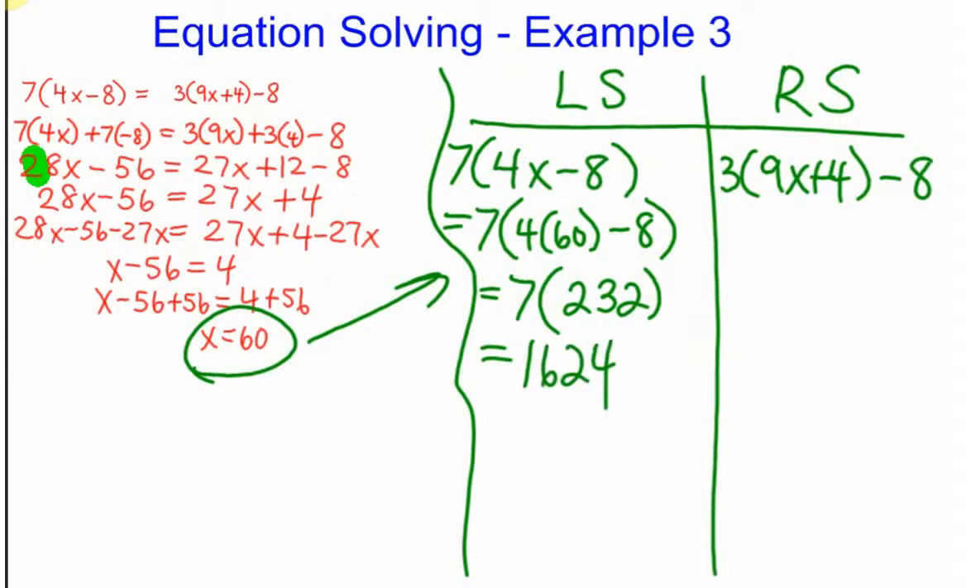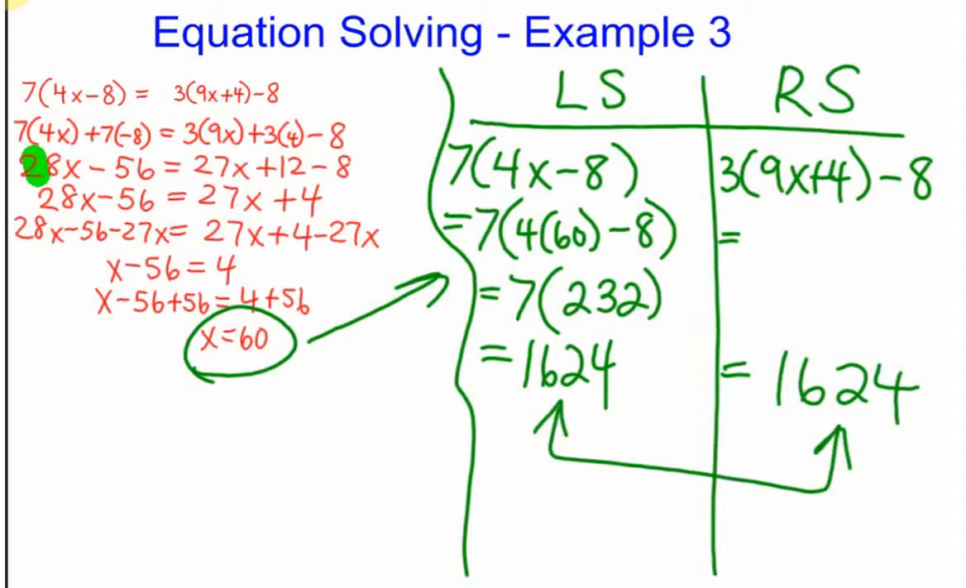1,624. On the right-hand side, and I'm running out of time here, but if we go and check that, I'm guaranteeing to you we'll get 1,624 on the right-hand side as well. Remember, when the left-hand side equals the right-hand side, that has proven that our solution is correct.